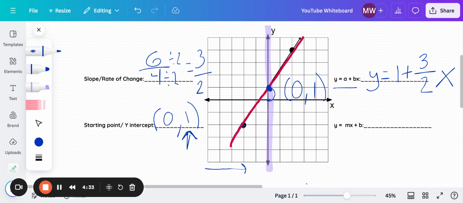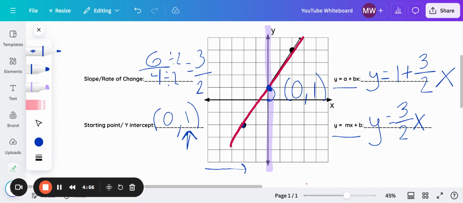So we're going to use the same information. We're going to write it in the y equals mx plus b format next. So I've got y equals, now this is flip-flopped from your y equals a plus bx. Our slope comes first, but it's the same information. It's 3 over 2, and the x is always attached to our slope.